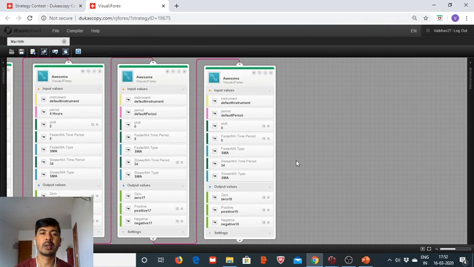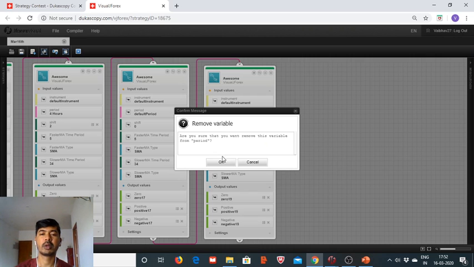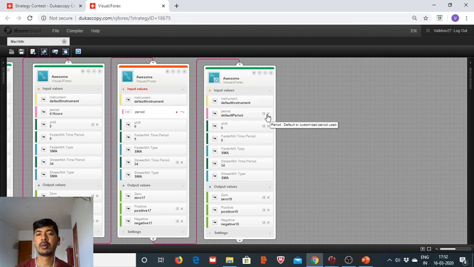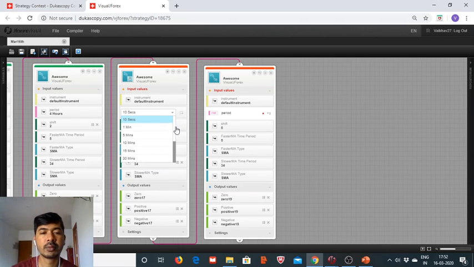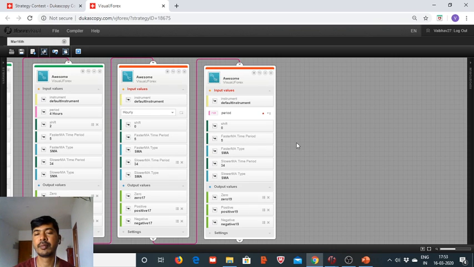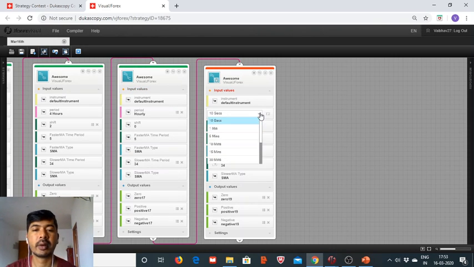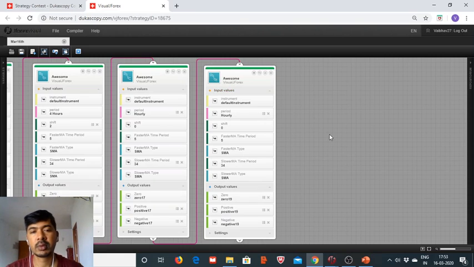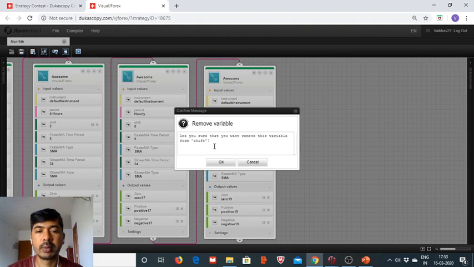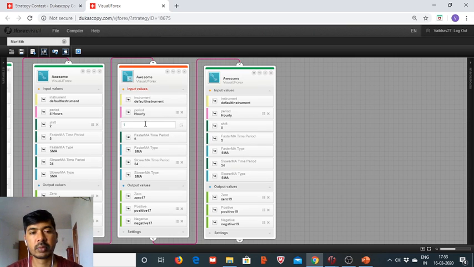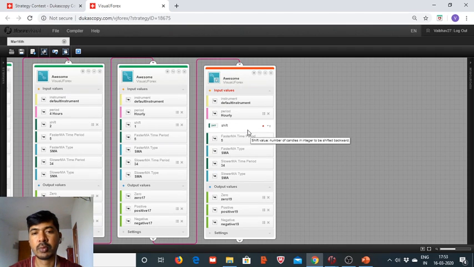Same for the hourly chart also. The time frame will be 4 hours. Sorry, 1 hour. So we make it hourly here, and hourly here also. Let's change the shift. One will be shift 1, one will be shift 2, shift 1, and 2.